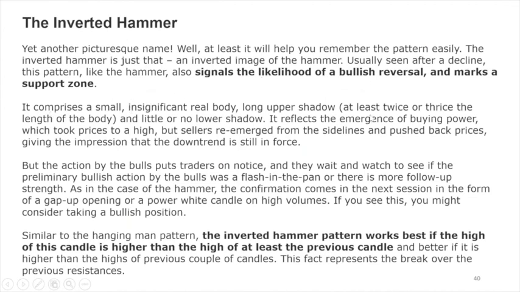A small real body and an upper long shadow at least twice or thrice the length of the body. The long upper shadow reflects the emergence of buying power which took prices to the high, but sellers re-emerged from the sidelines and pushed back the price, giving the impression that the downtrend is still in force. So remember that it can give you the impression that the downtrend is still in force, and it can give you another thing as well.